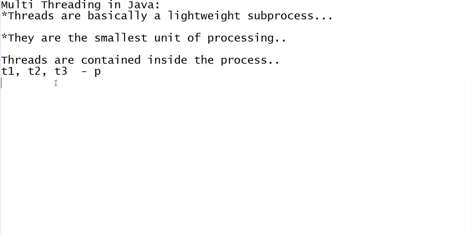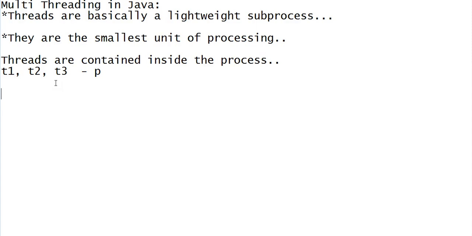What is a process? A process is one that executes. Similarly, a thread is a part of the process, or a subprocess inside a process. Threads are small in size. Threads are blocks of a process. They are the smallest unit of processing. You cannot divide it further. So this is an idea about threads.